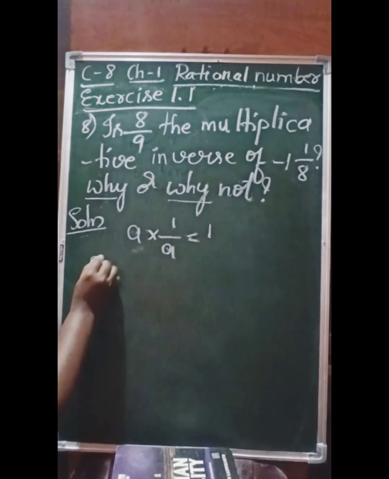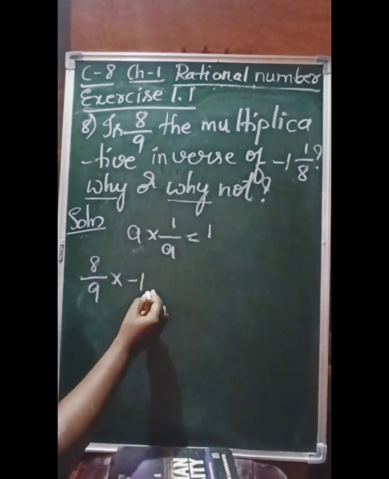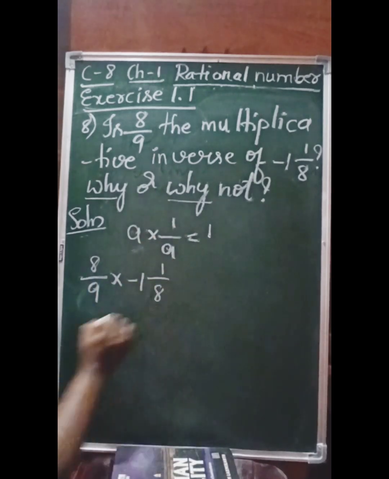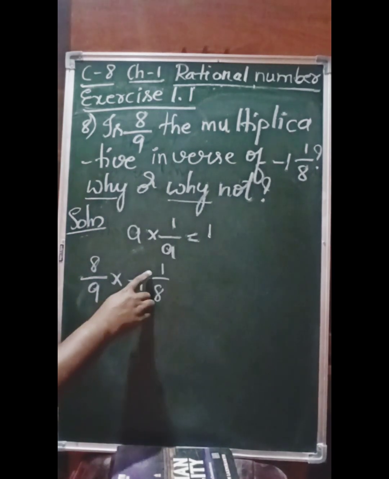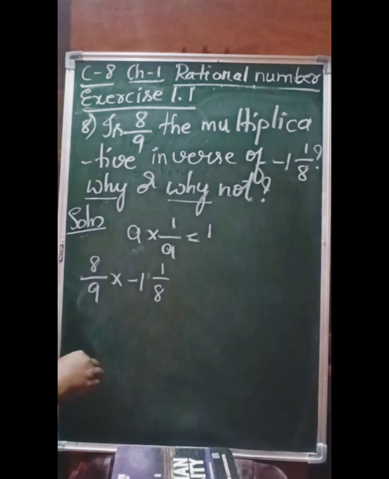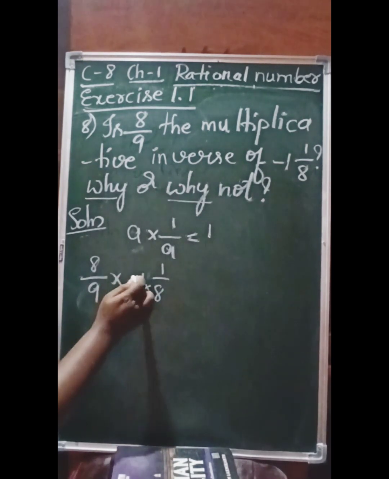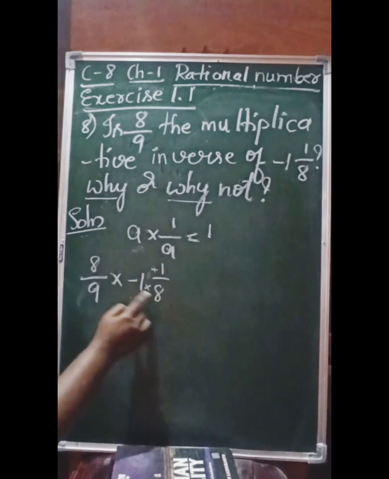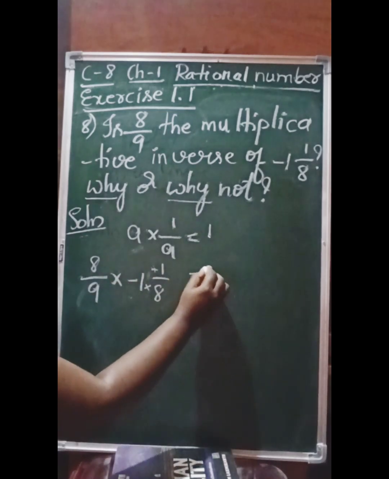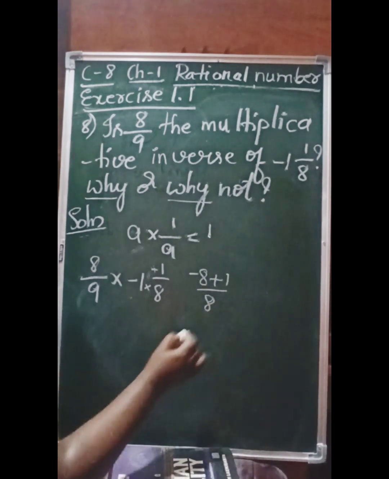So consider 8 by 9. Check whether the given minus 1 into 1 by 8 is a multiplicative inverse or not. Here it is a mixed fraction. Convert this mixed fraction into an improper fraction. That is, you multiply these two and you will get one number. That number you have to add to this one. That is, 8 into minus 1 is minus 8, plus 1, divided by 8.